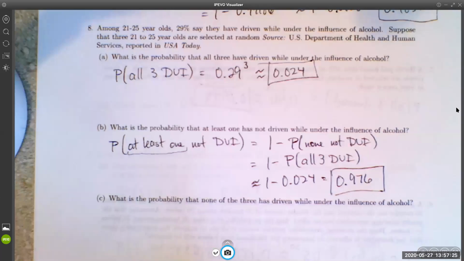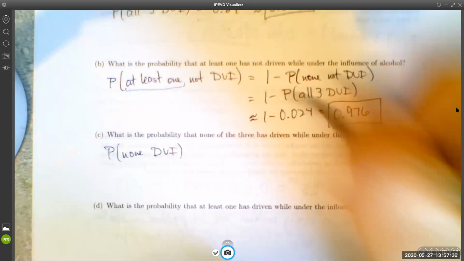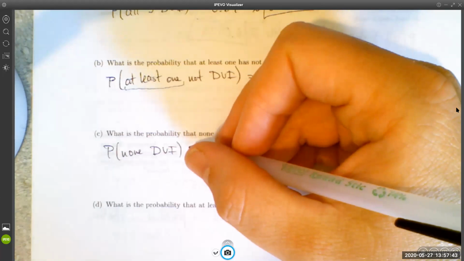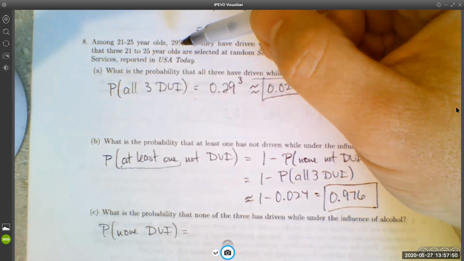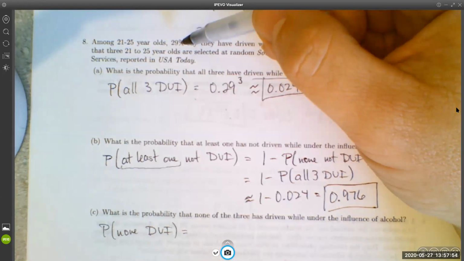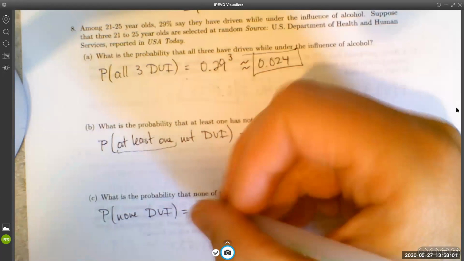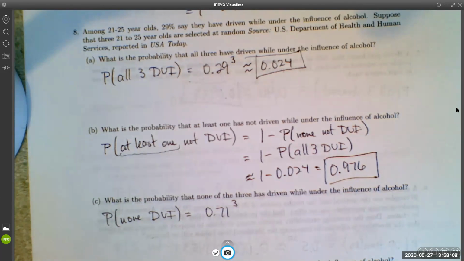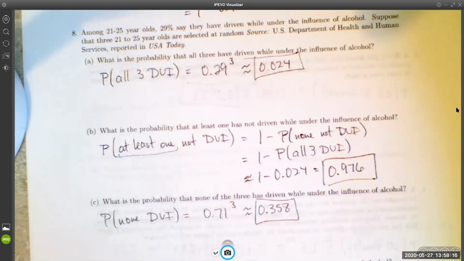That's encouraging. Now, part C says, what's the probability that none of the three has driven while under the influence of alcohol? So the probability that none of them have driven under the influence. Well, if 29% of 21 to 25-year-olds have driven under the influence, then that means 71% of 21 to 25-year-olds have not driven under the influence. So the probability that none of the three have driven under the influence is going to be 71% to the third power. Okay, so there's that one.